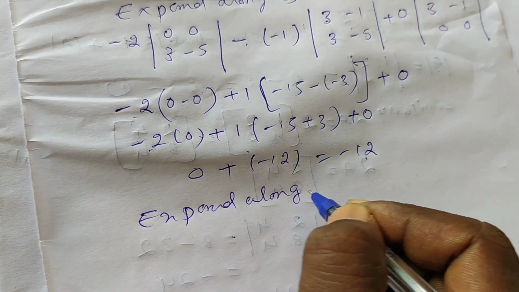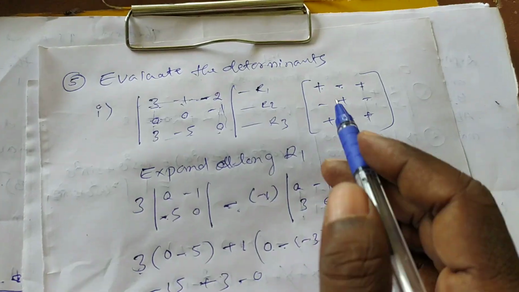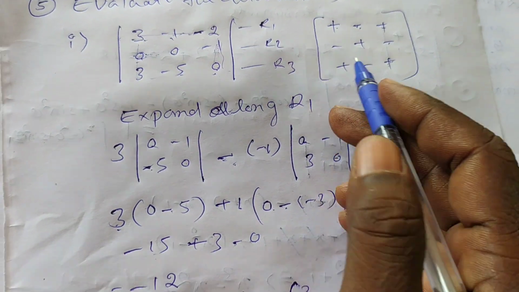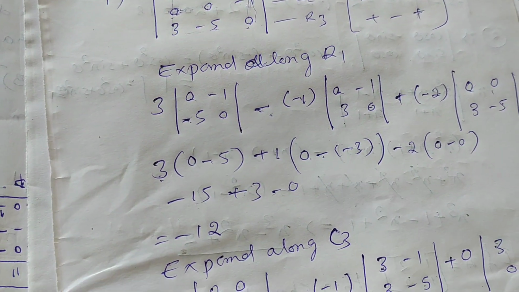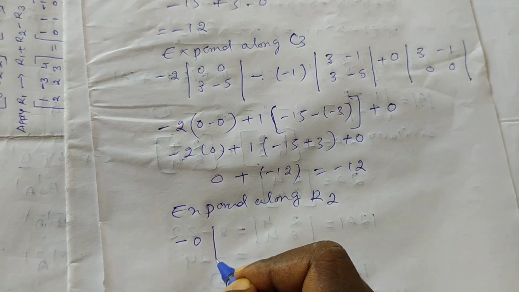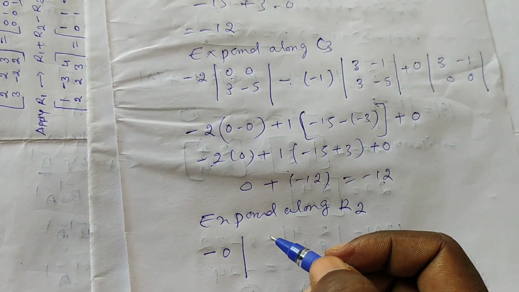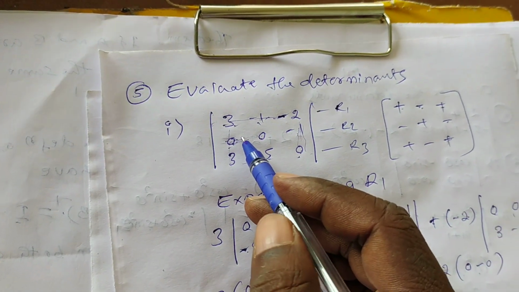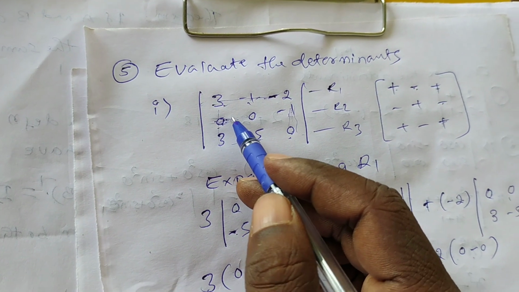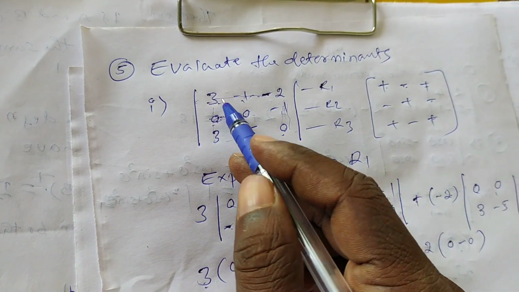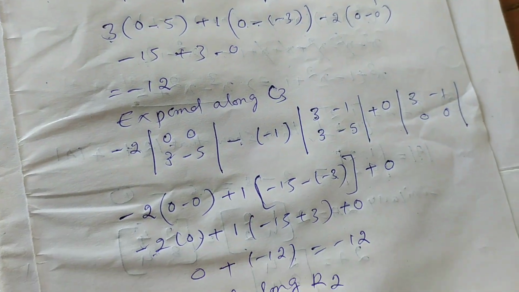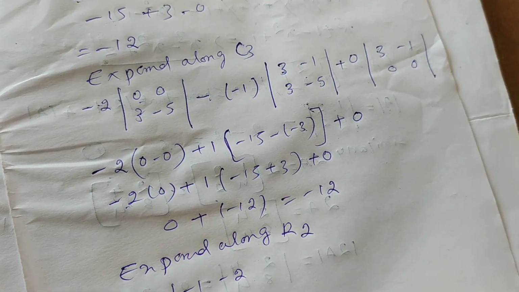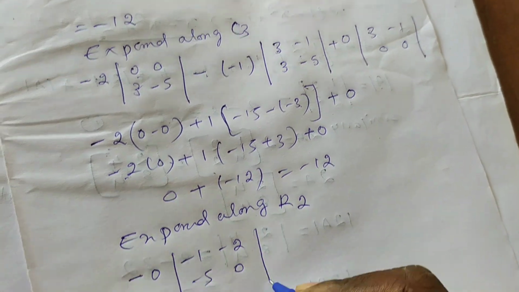Expand along R2. The sign for R2 is minus, and the element is 0. So delete all the elements in the row and column in which 0 exists. See here, after deleting these elements, you get minus 1, minus 2, minus 5, 0.